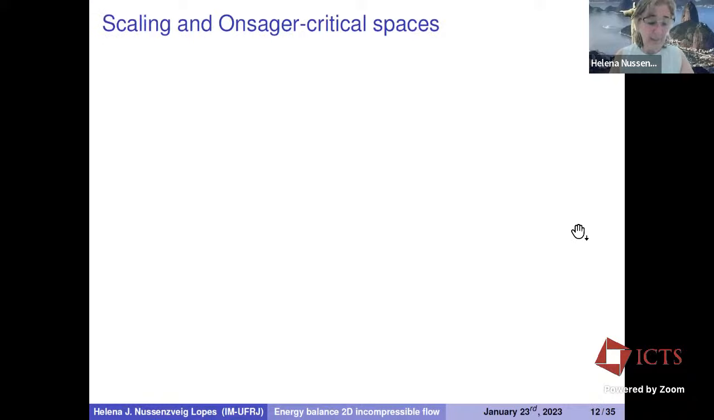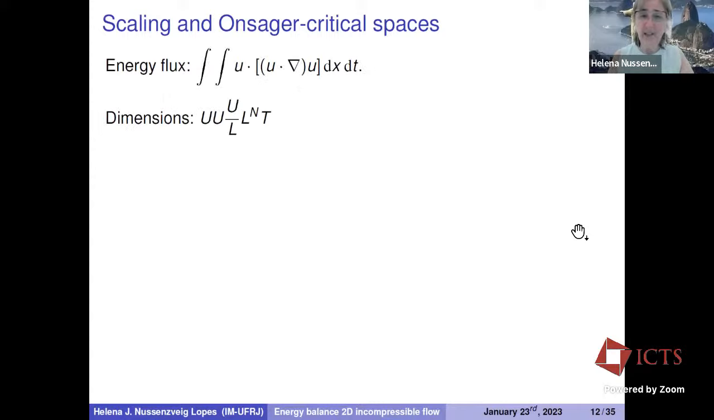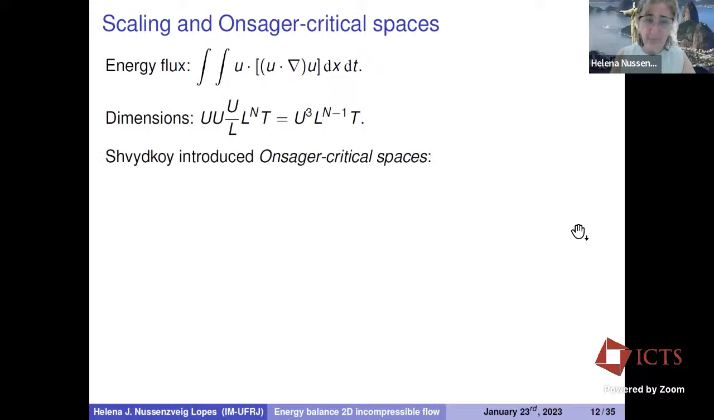So before I get into that, let me note that when I talk about supercritical, subcritical, Onsager critical, there's a formal definition of this. The energy flux scales like U times U over L times L to the power n, where n is the dimension of the physical space, divided by time, and that's U cubed L to the n minus 1 over T. So because of the scaling, Ramanujan introduced the Onsager critical spaces, whose definition is that B is Onsager critical if the B norm to the power 3 scales like U cubed L to the n minus 1 over T.